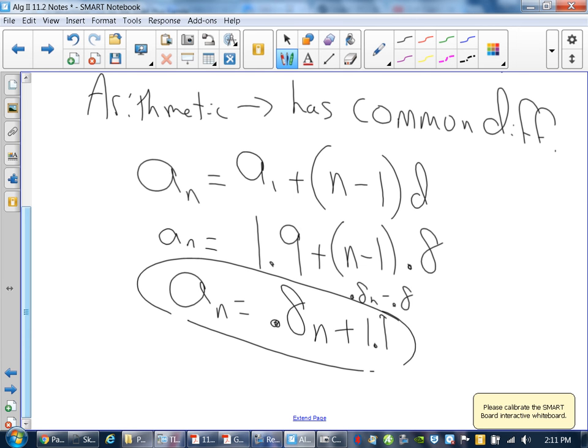Now I'm just writing it in terms of slope-intercept form, where my y-intercept would have been 1.1, my slope is 0.8, up 4 over 5. Okay? 0.8 is the coefficient of the variable.